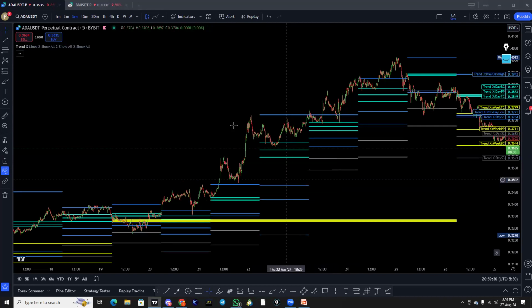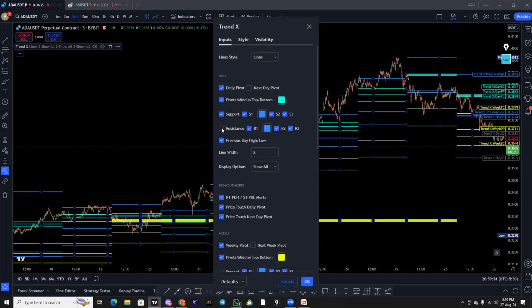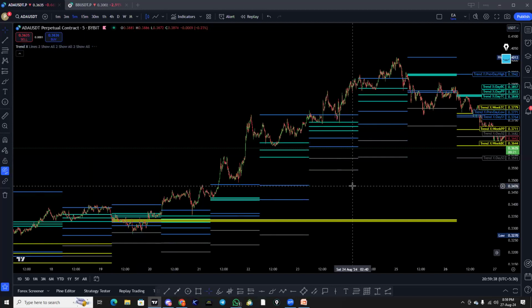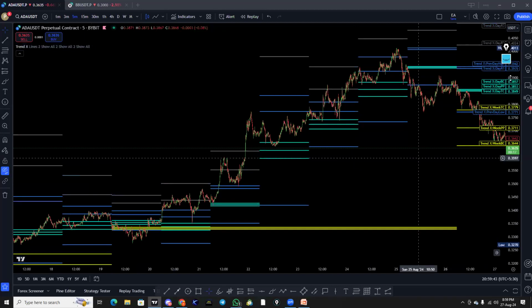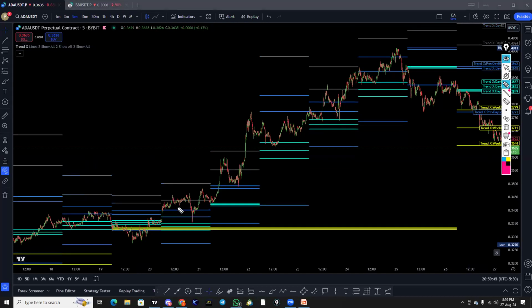Here you can see we have even a weekly resistance also. Yeah, so now we have a daily resistance also. You can see here clearly, it's reaching the daily resistance. Here it went up near daily R3, dropped again, took the resistance from the previous day high. So it went up again and tapped the trend X. So targets are hitting every day.